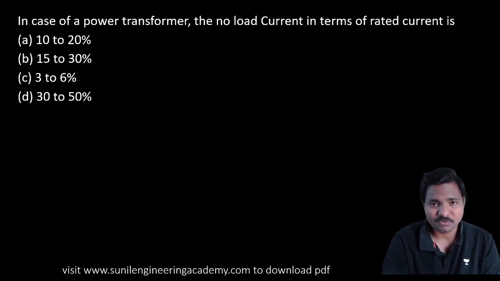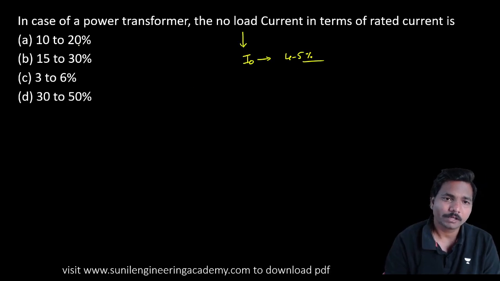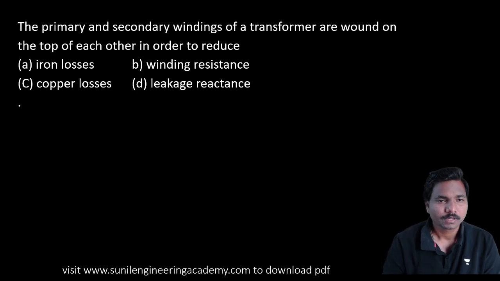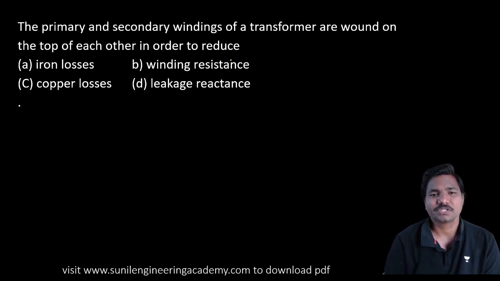In case of a power transformer, the no load current in terms of rated current: just now I have given that I naught is generally 4 to 5%. 4 to 5% means less, and 3 to 6% also we can give according to the question. Coming to the next one. The primary and secondary windings of a transformer are wound on top of each other in order to reduce dash. That is the sandwich type of procedure.